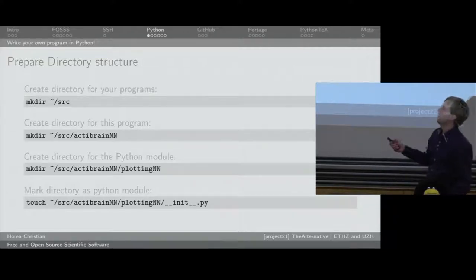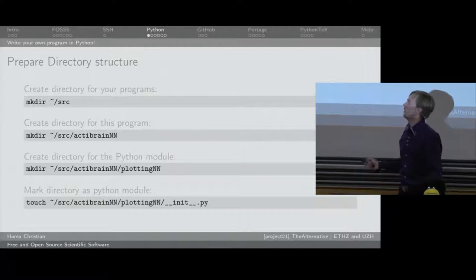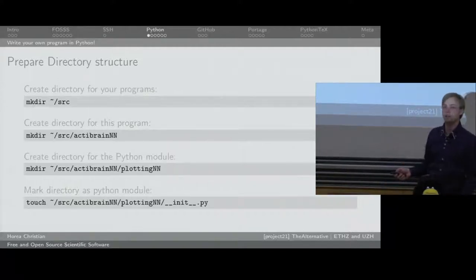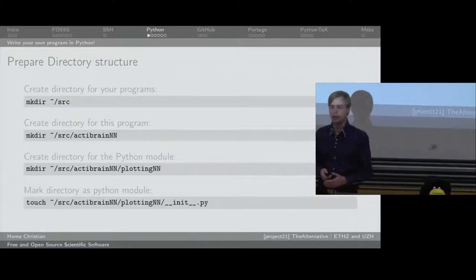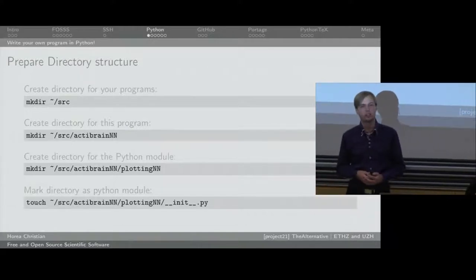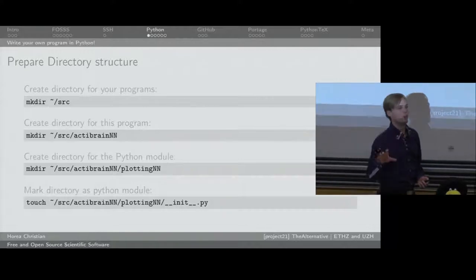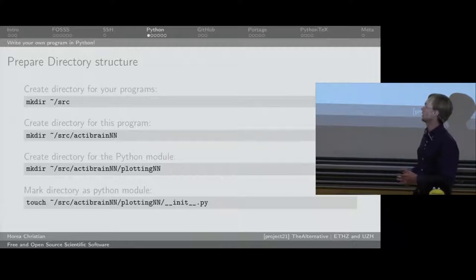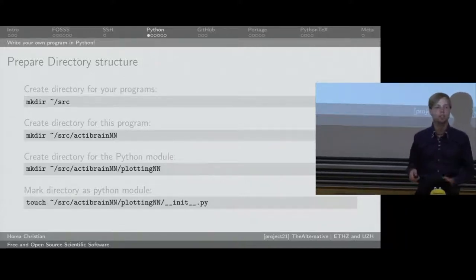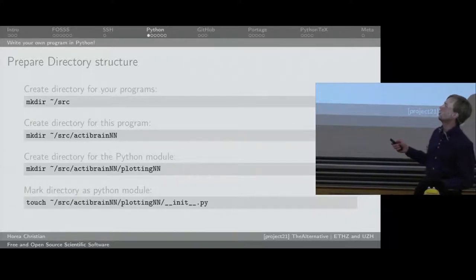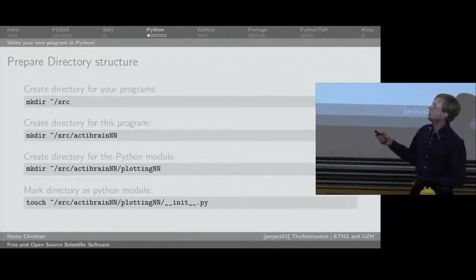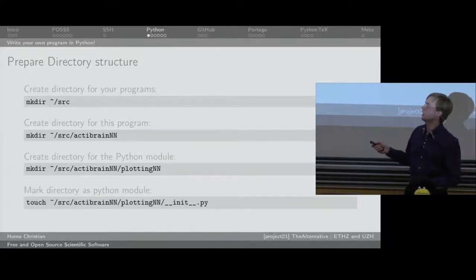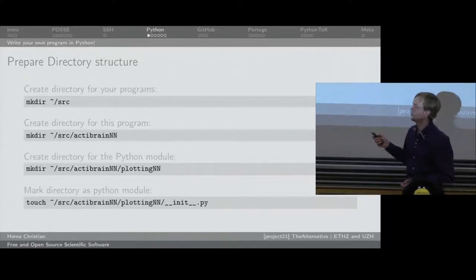Almost. OK, great. After you make this directory for your program, you should make another directory for your module. Python works in a slightly organized way, in that you can have, as part of a software package, a number of modules. And these are the things which actually get installed. We're going to see that a bit later on. So the module which you're going to have as part of the software you're writing is going to be called plotting NN. So after you make this directory, you make another one, make directory under your home path, under src, under ectibrain NN, which is your number, plotting NN, again, your number.